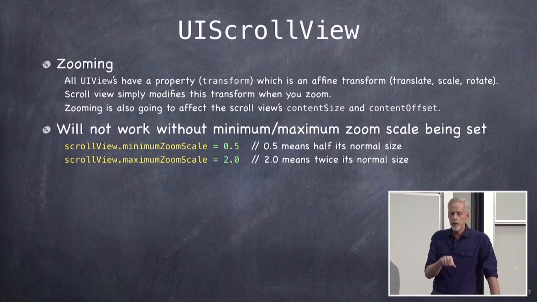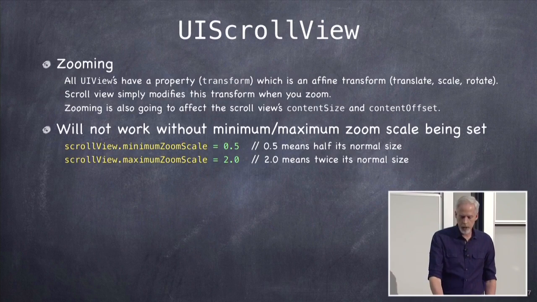So if you set the minimum zoom scale to 0.5, it means you'll zoom down to half its normal size. And if you set the maximum zoom scale to 2.0, it means you can zoom out to twice its normal size. All right, so you can decide how much you want to let your user zoom in and out.